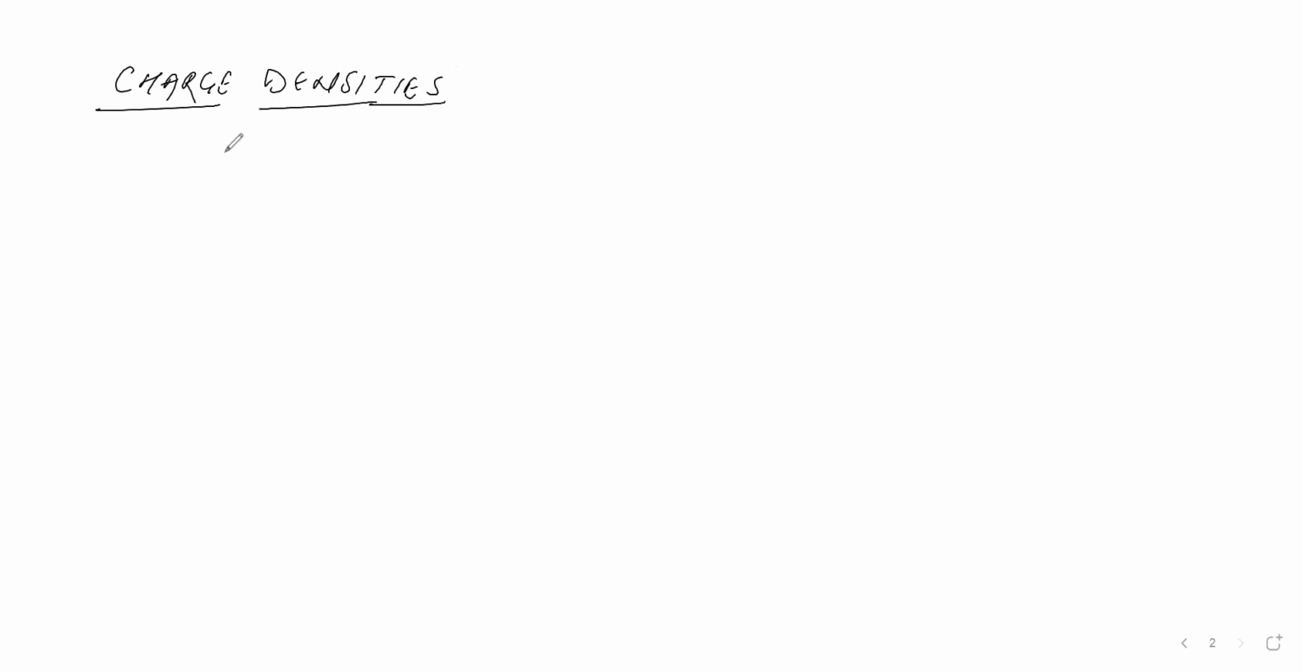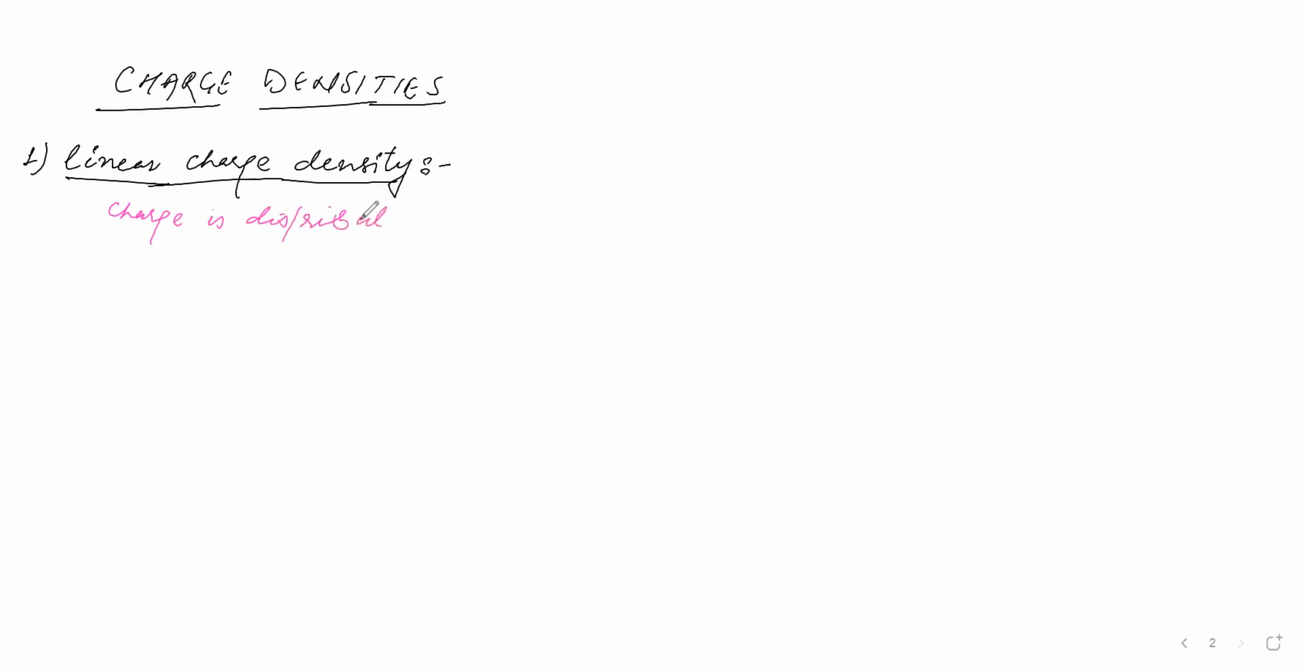Charge densities. What are the charge densities here? Remember that charge densities are of three types mainly. The first one is linear charge density, or sometimes it is also called linear charge distribution. It is said to be the linear charge density when charge is distributed in a one-dimensional body. Are you clear?